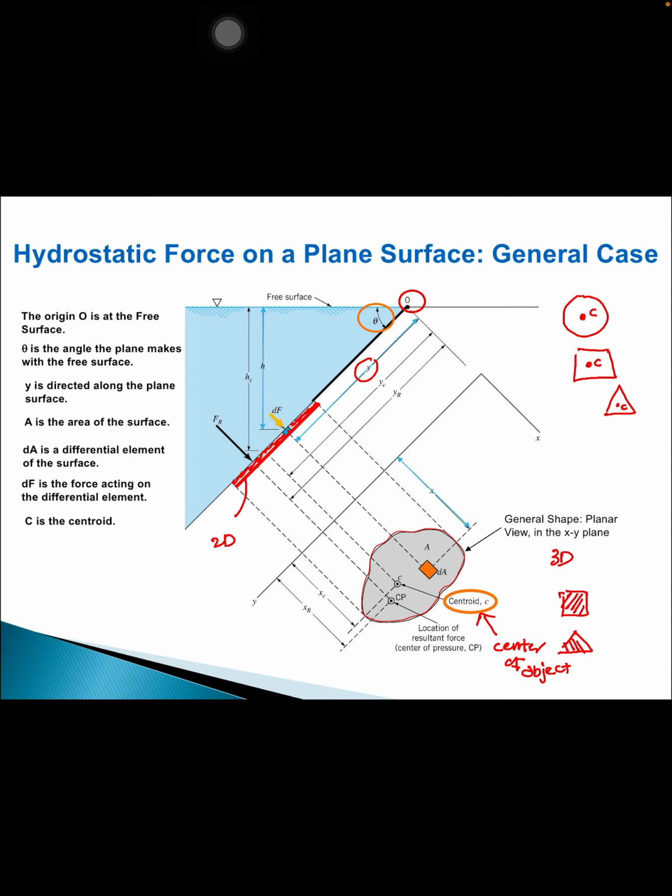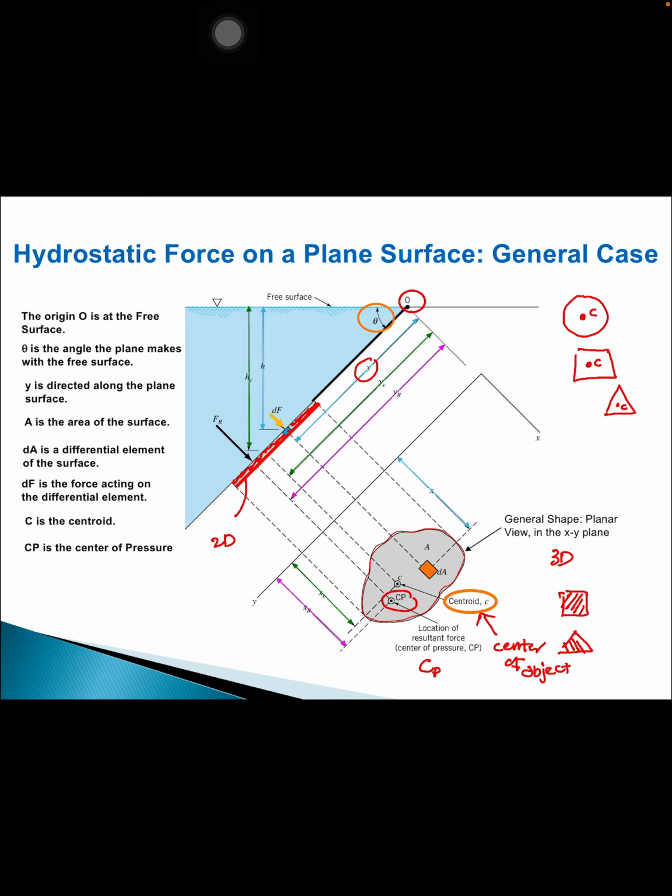Okay, C is the centroid. Then CP. CP is the center of pressure. Where is your CP? So here is your CP. Center of pressure means where the pressure acts on the surface of the object. It means you have to calculate the resultant force, right? So when you get the value of the resultant force, where the resultant force acts on your object, we call it the location of pressure, which is the CP.